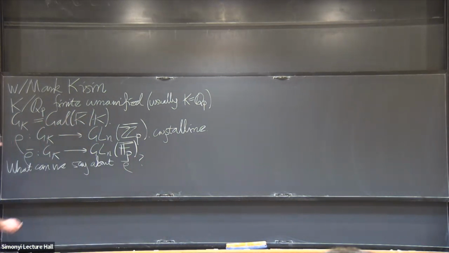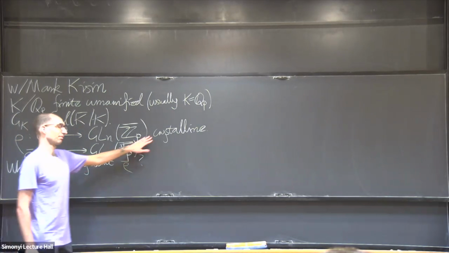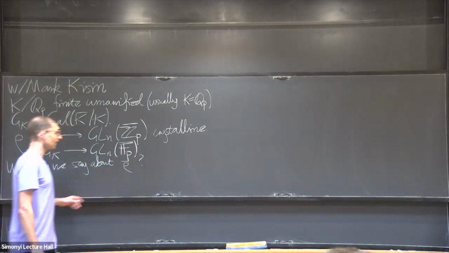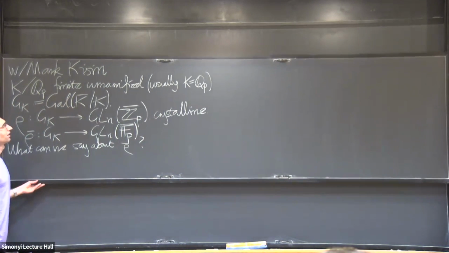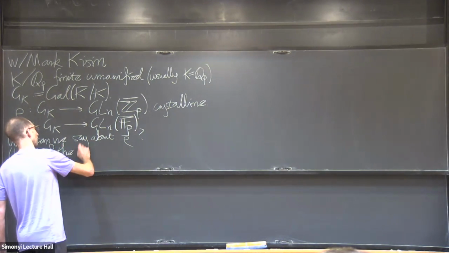Well, as stated, in this generality, you can say nothing because every mod P representation does in fact lift to some crystalline representation. But attached to the crystalline representation, you have some invariants, and in particular, you have the Hodge weights. So I want to say, what can you say about rho bar in terms of the Hodge weights of rho?